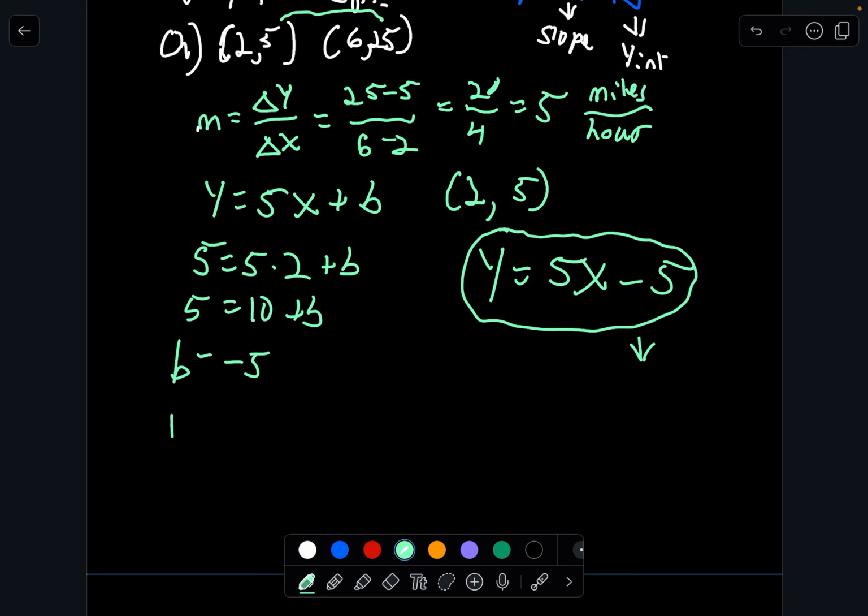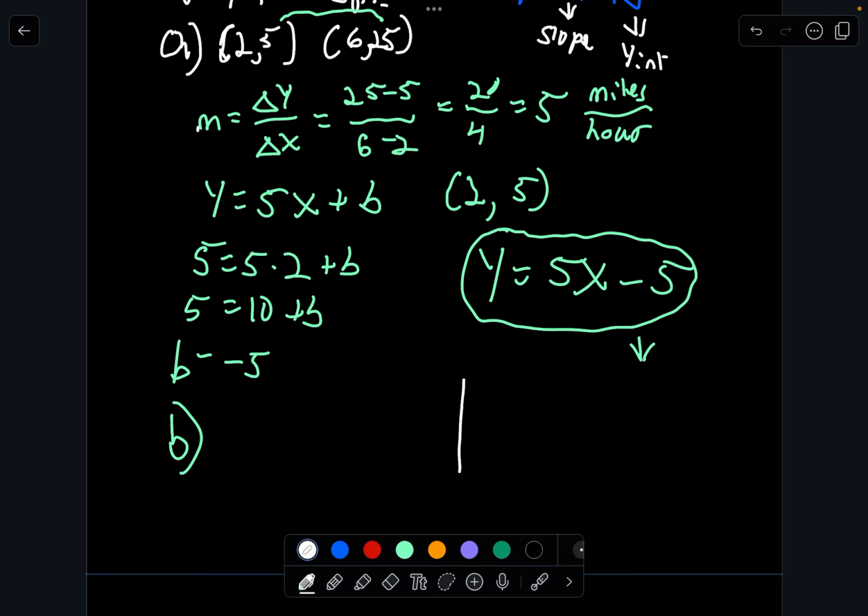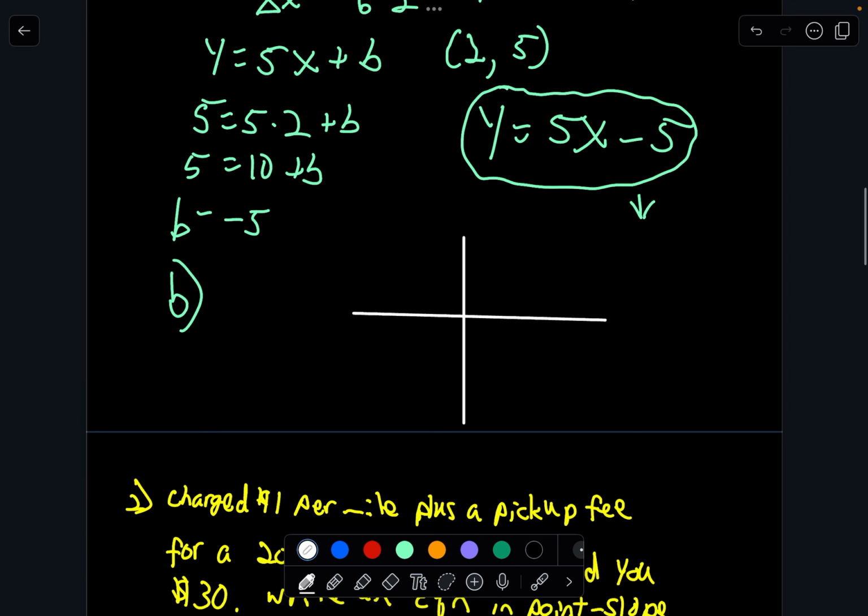Then part B was just to graph this. So here's your axis. The y-intercept is negative 5, so let's mark negative 5. The slope is up 5 over 1, and since up 5 means we're at the x-axis, over 1 would put us here, and there's a second dot. So our graph of our line would be like that.